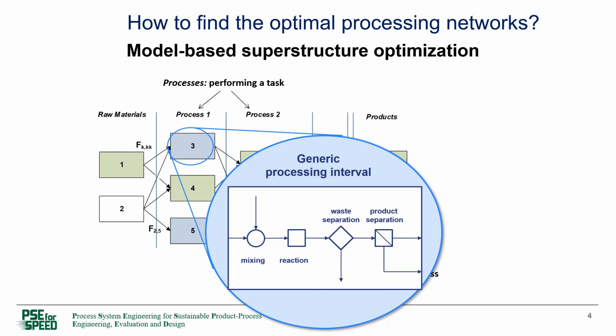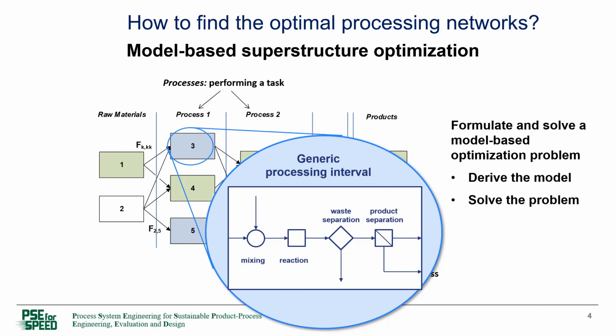So we have what we call a generic processing interval model. Now, for each of those operations within that interval, we need a mathematical model. So we need to derive those mathematical models. And once we represent the superstructure from the library, we get all the models that are happening in each of the intervals. Then all the equations taken together will be the model that we want to solve.